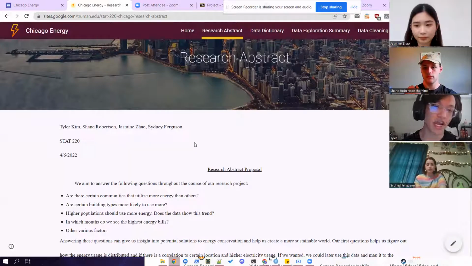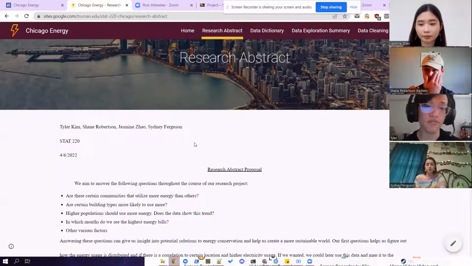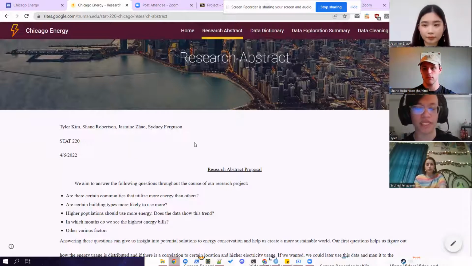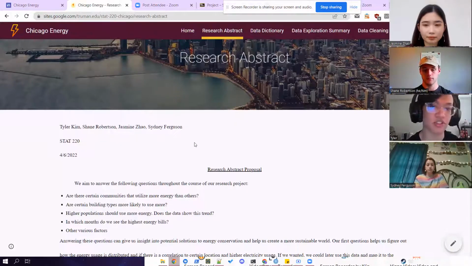The next question we have is, higher population should use more energy. Does the data show this trend? This question is more so to make sure that we're examining that data properly. Because if it doesn't show this trend, it means that we've failed at observing the research and the data how we're supposed to. So this is just to make sure that things are consistent in our research.